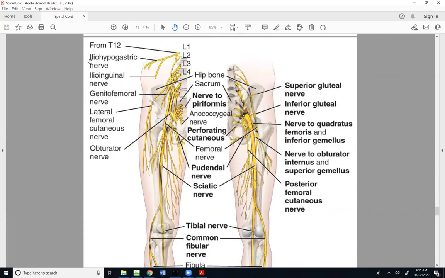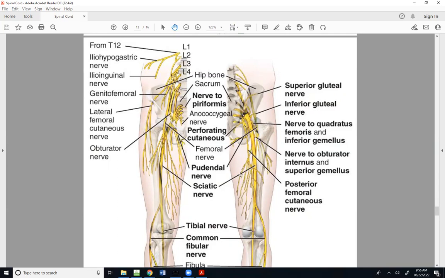So what you need to know includes the iliohypogastric, not to be confused with the ilioinguinal, genitofemoral, lateral femoral cutaneous. I'd love for the obturator to be one, but it's just kind of too hard to tell when you got all this stuff going on in the middle. So let's skip it. I'll move to the middle here.